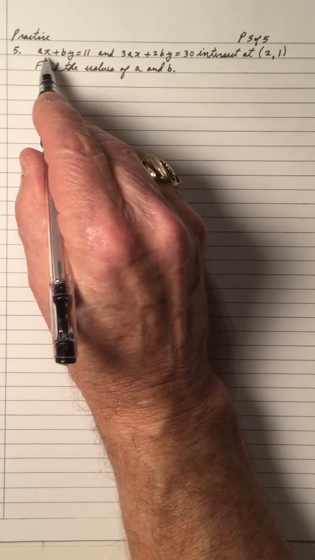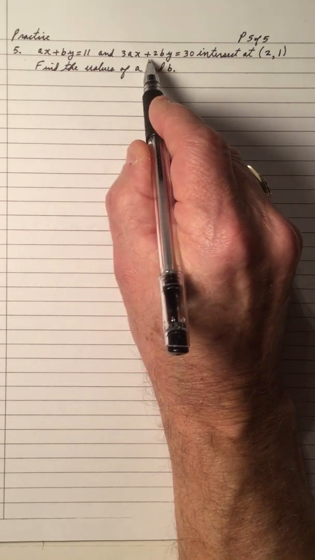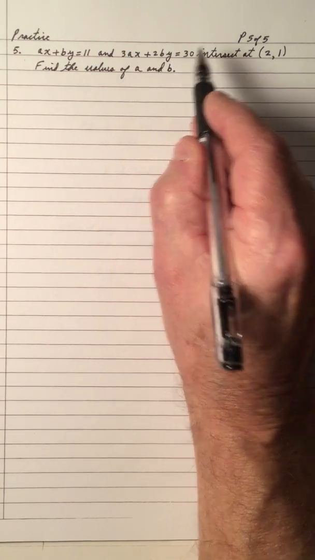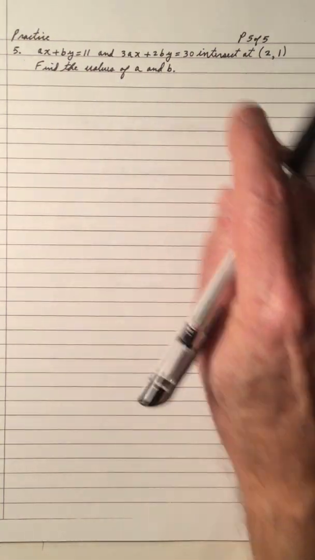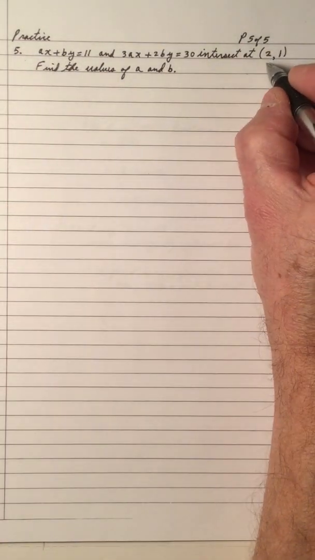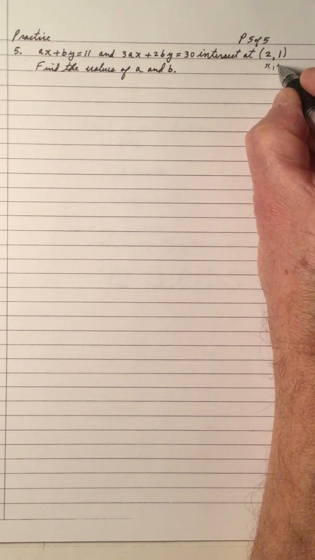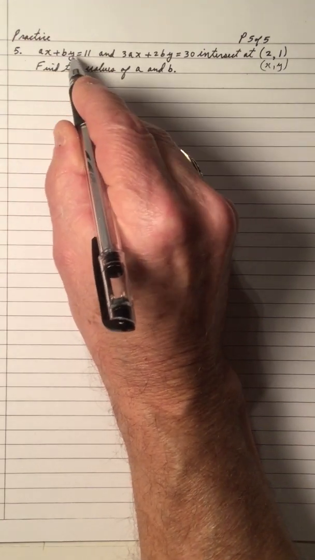Two lines, we got ax plus by equals 11, and 3ax plus 2by equals 30. The two of these lines intersect at the point 2, 1. Find the values of a and b. To get the values of a and b, we have the coordinates of x and y. If the two lines intersect at a point, that means this point lies on both lines. So the point 2, 1 will make this true for both equations.